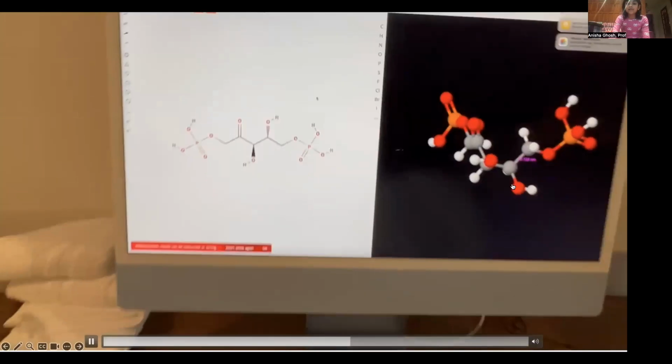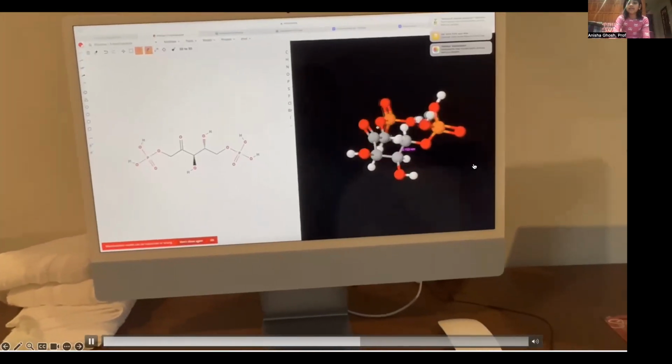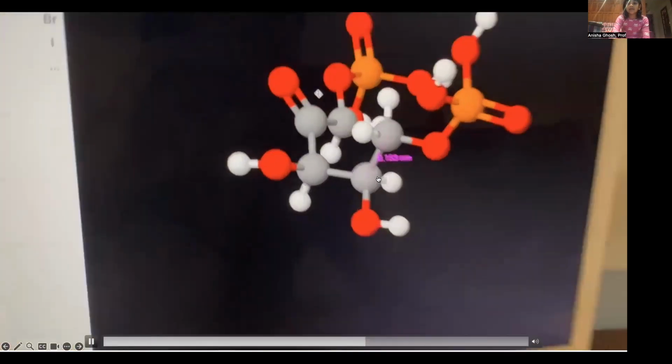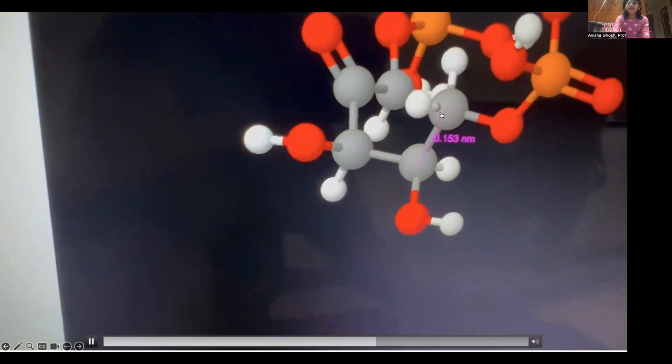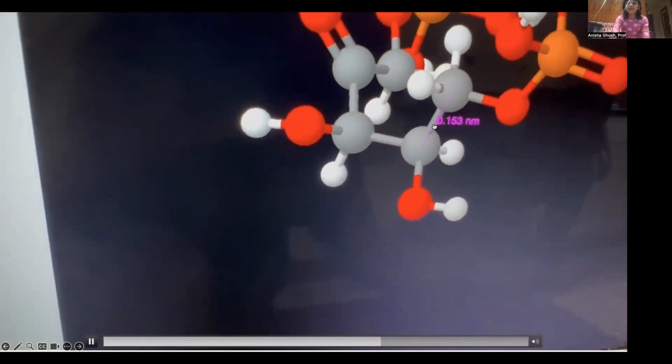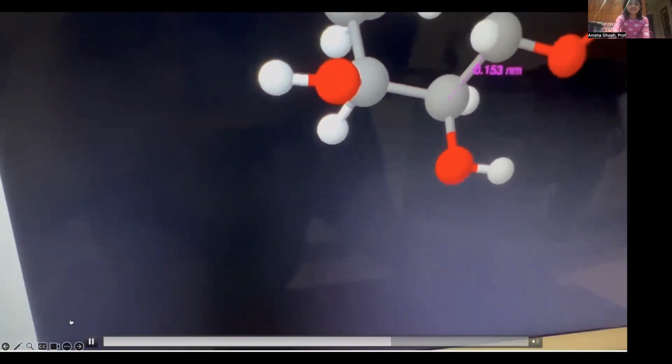And here is ribulose 1,5-bisphosphate, we're taking a closer look at it. And here are the individual atoms. And when you press over here, like this, you can see the distance between two atoms and the distance of the bond. So here it says 0.153 nanometers. Okay, this is a very interesting experience.